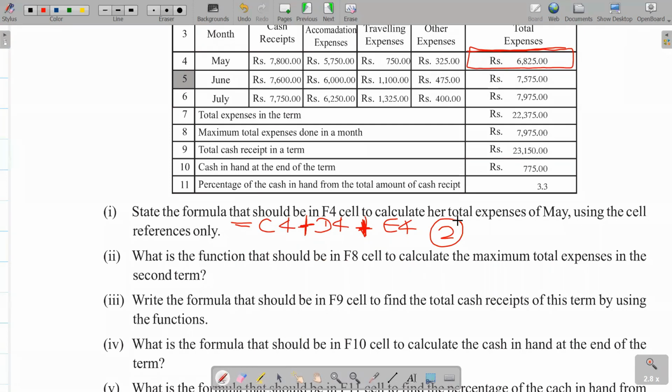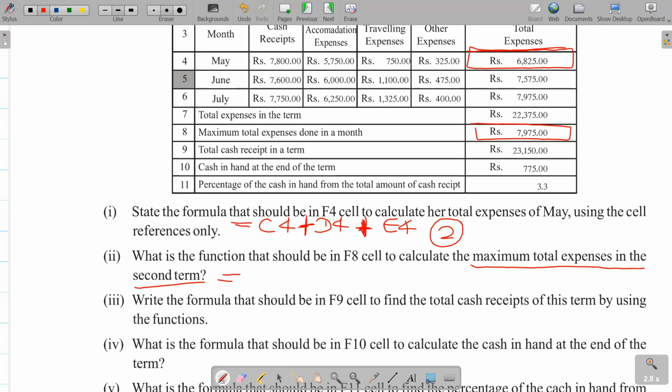So the second one, what is the function that should be in cell F8, to calculate the maximum total expenses in the second term? So they're asking what is the function that should be in F8. F8 is right over here. To calculate the maximum total expenses in the second term, that means the entire thing, right?